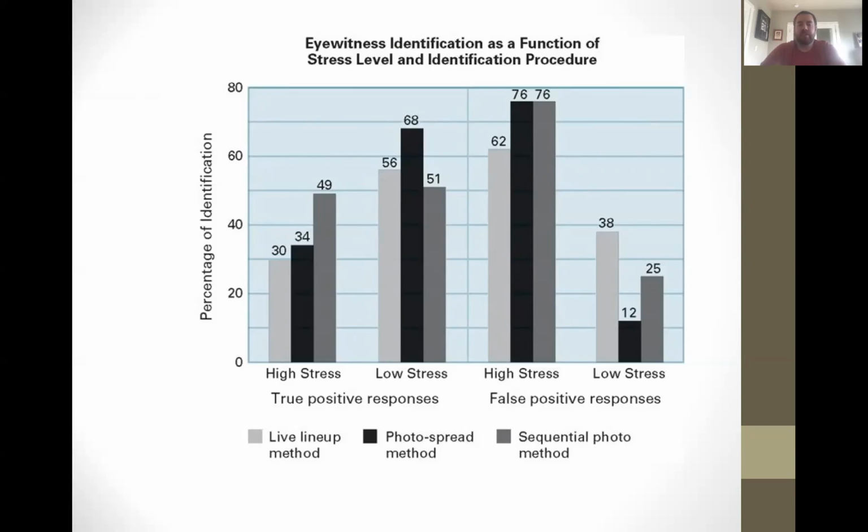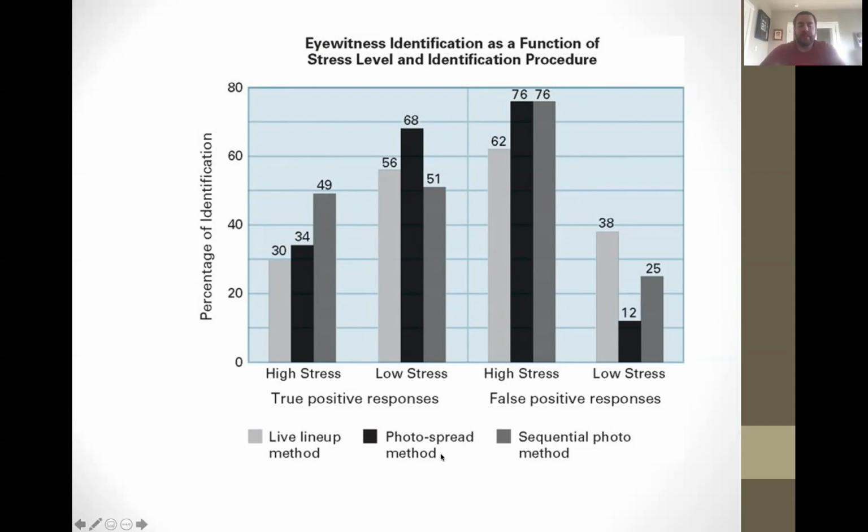You have your witness behind a one-way mirror, so they can see in, but the people in the other room can't see them. They just see a reflection, and they might ask them to turn. They might ask them to say a phrase, and then the witness says, well, number 3, or whatever it happens to be. So that's a live lineup.